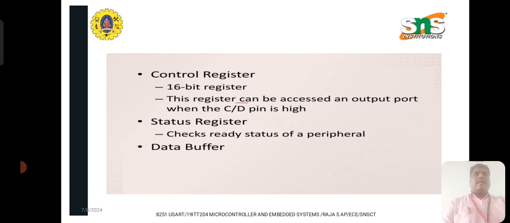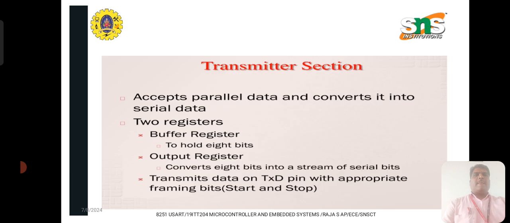Mainly the control register used in this 8251 is a 16-bit register. This register can be accessed as an output port when the C bar D bar pin is high. The status register checks the read status of a peripheral. Data buffer, transmitter section in 8251: it mainly accepts parallel data and converts it into serial data.